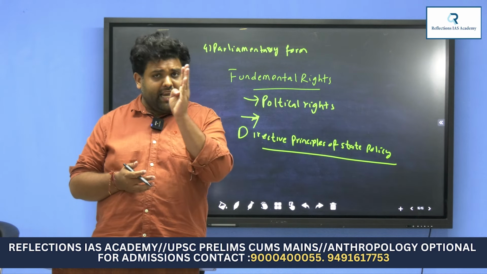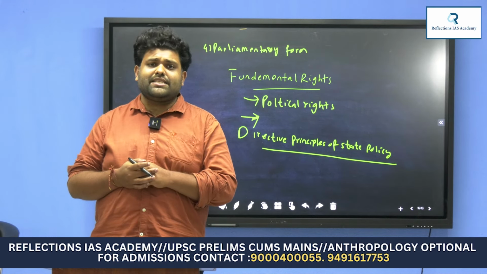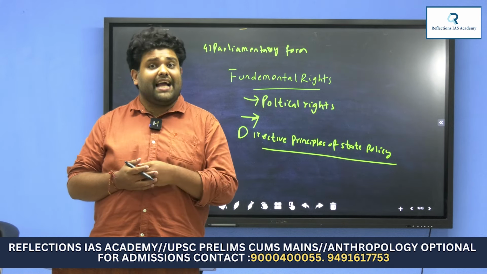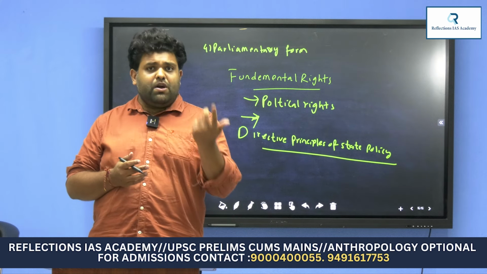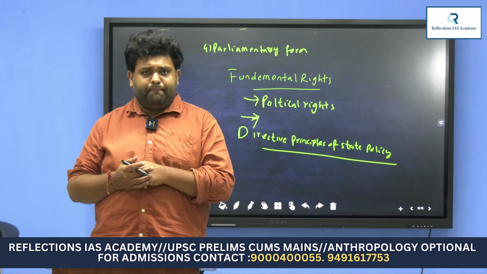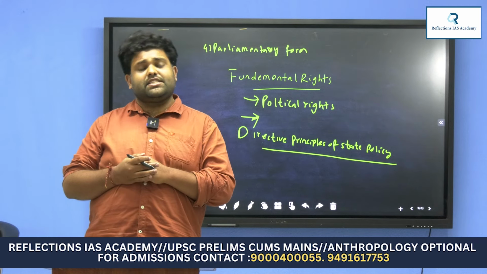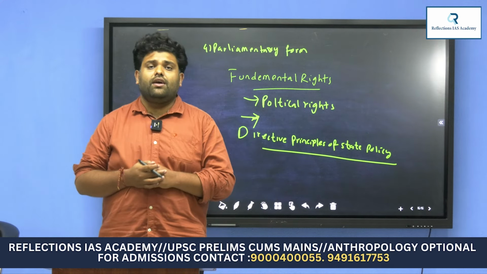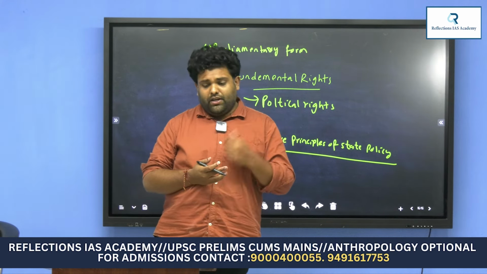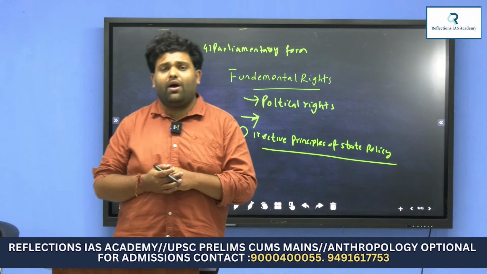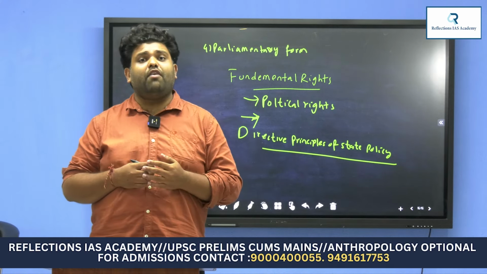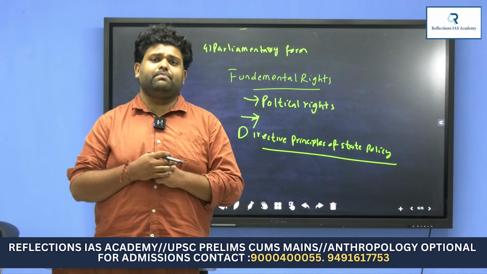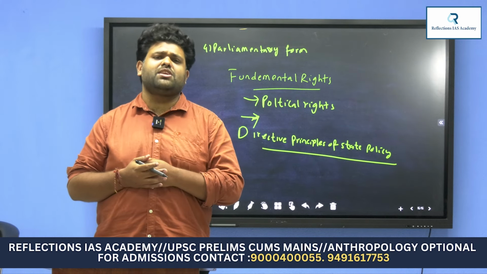In DPSPs also, basically you have three types of principles. One is liberal and intellectual principles, another one is social principles, and a third one is Gandhian principles. Management of industries, forming unions, forming cooperative societies, it's a Gandhian thing. Organization of village panchayats. When you talk about liberal and intellectual principles, it is the uniform civil code. Irrespective of whatever religion we have, everyone should be following the same law. And then you have separation of judiciary from executive, promotion of international peace and cooperation. All these things are liberal and intellectual principles.